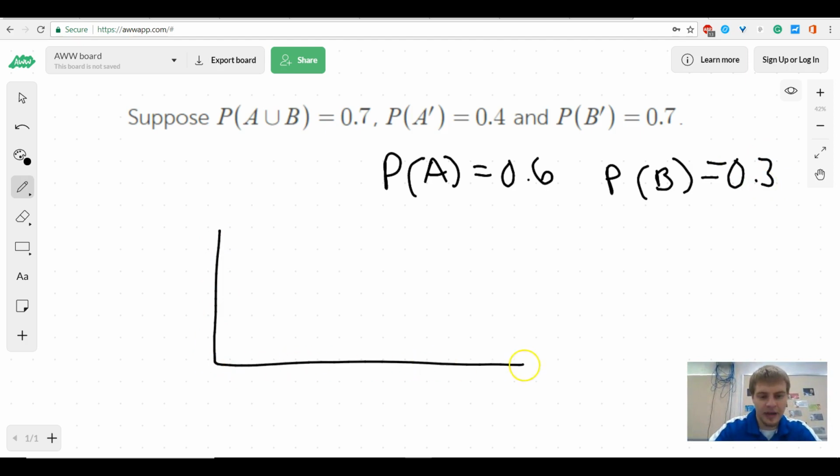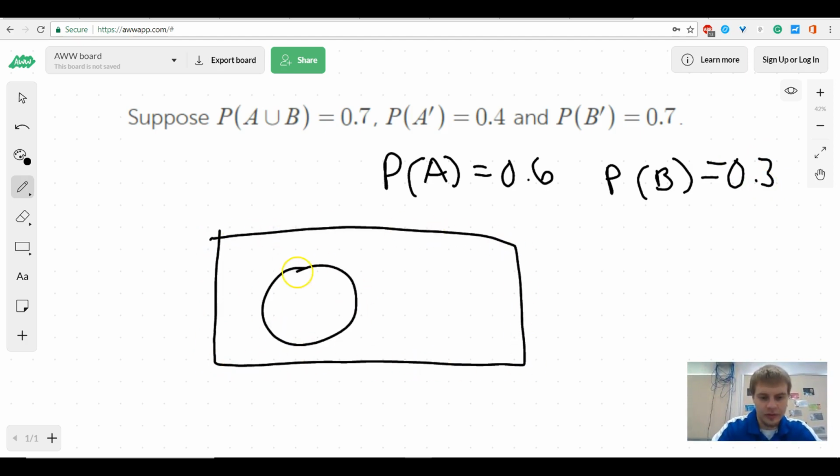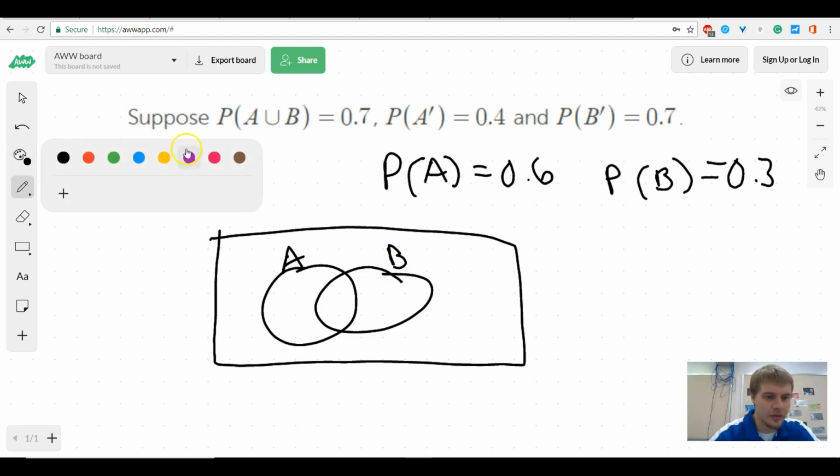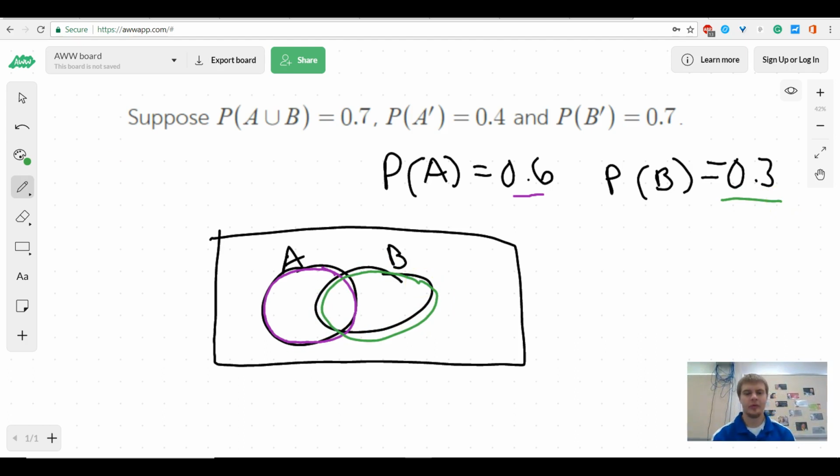So now we have those ideas. So then when I'm setting up my Venn diagram, I draw my circles. Let's call this one A and this one B. I know that this circle here would have to be 0.6. And I know this entire circle here would have to be 0.3. Now we can't assume that there is no overlap. And it wouldn't make sense for there to be overlap because they said A or B would be 0.7. So this entire thing would equal 0.7.